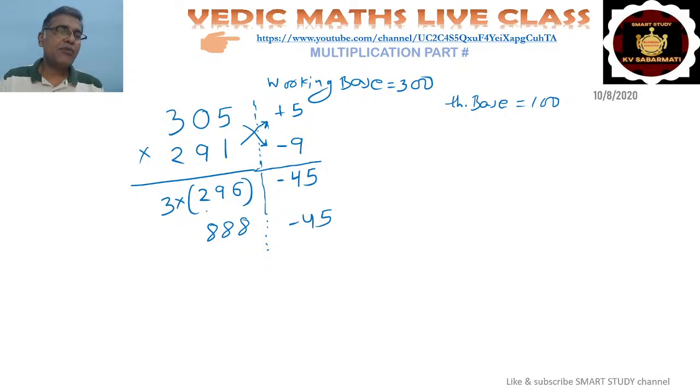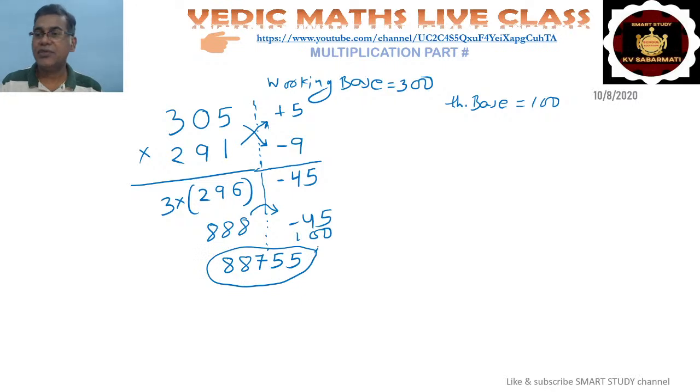After multiplying by 3, now you have to make it positive. If I take 1 to that side, the number will become 887, and the 1 taken to this side will become 100, because our theoretical base is 100. So 100 minus 45 is 55. So my answer is 88755. Okay, so this is our answer.